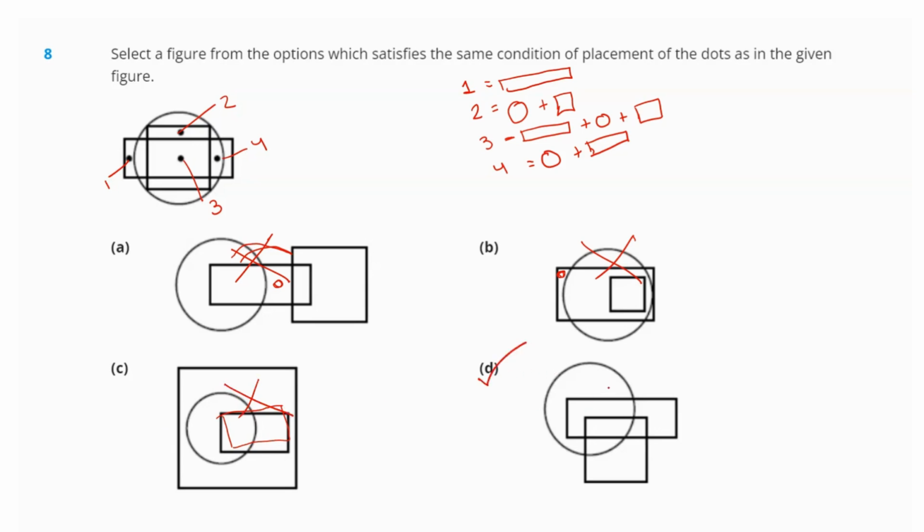Let's try to put dots here. First dot only on the rectangle, second dot on the circle and a square. See, here you can find the circle and a square. Dot number 2 here. Now, circle, square, and a rectangle, so dot number 3 here. Now, the fourth dot we can put here. So answer D is a correct answer. Moving on to the next question.